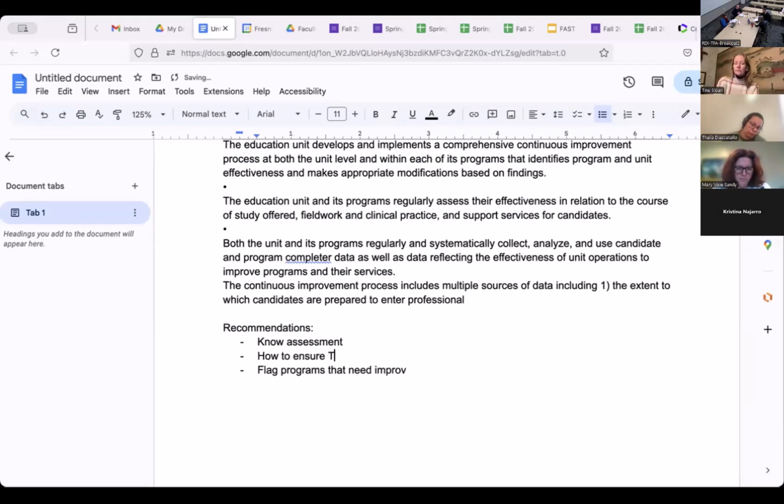So it's 5A4. It says the program maintains program level and candidate level TPA data, including but not limited to individual and aggregate results of candidate performance over time. The program documents the use of these data for commission reporting, accreditation, and program improvement purposes. So that's where it gets specific. That's as specific as it gets.